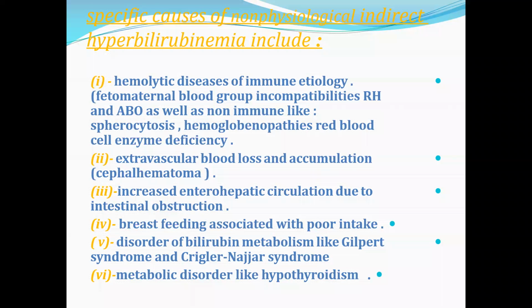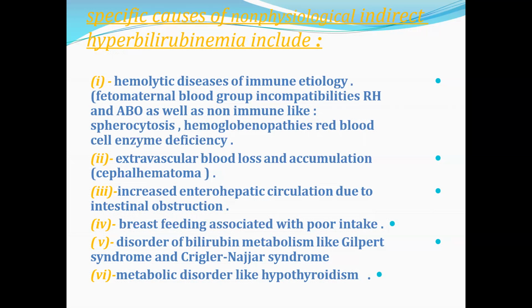Extravascular blood loss and accumulation, like cephalohematoma that we talked about before. Increased enterohepatic circulation due to intestinal obstruction. As we say, the presence of direct bilirubin in the intestine activates the intestinal glucuronidase enzyme that converts direct bilirubin again to the indirect, and then adds more burden on the liver.